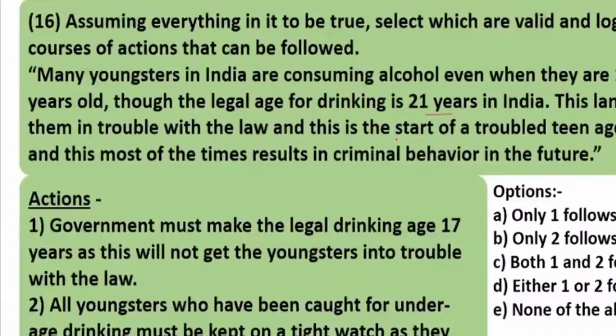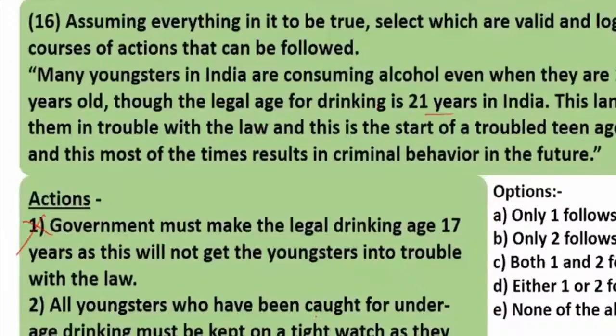This lands them in trouble with the law, and this is the start of a troubled teenage, and this most of the time results in criminal behavior in the future. Actions: Government must make the legal drinking age 17 years, as this will not get the youngsters into trouble with the law. A very wrong action. The drinking age is 21 because of some reason. Reducing it will not solve the problem.